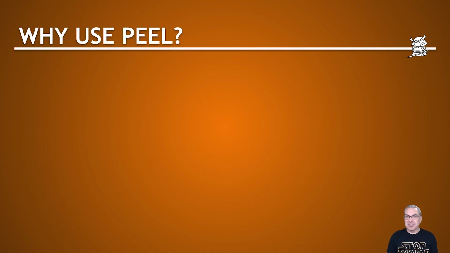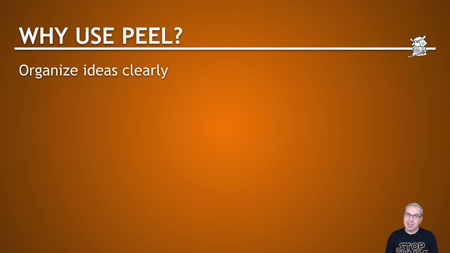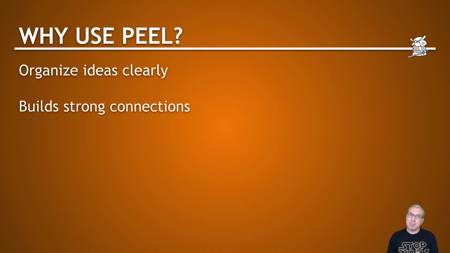So why use PEEL? Basically, it helps you organize your ideas. If you know this structure, then everything's going to be linked together well. Everything's going to flow smoothly, and you're going to have better organization, meaning your writing will be better and a lot clearer. It helps you build connections, right? If you know what a point is and how to make a point, then you should know what evidence you're going to use to support that point.